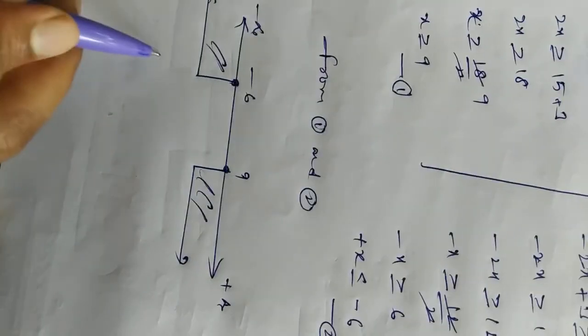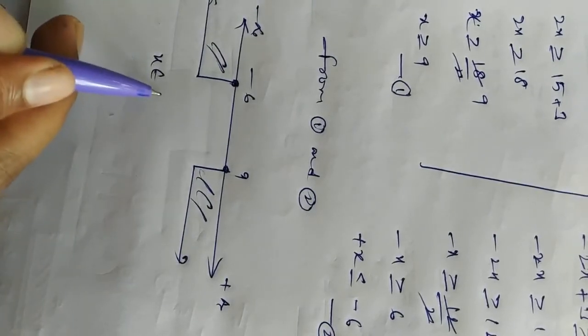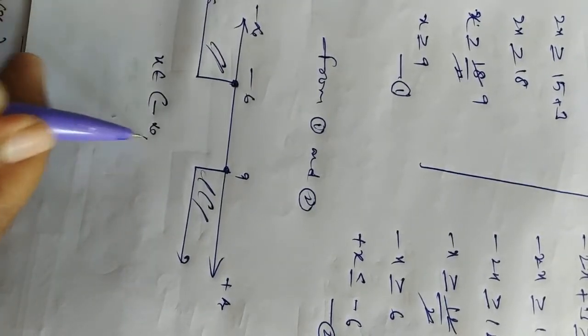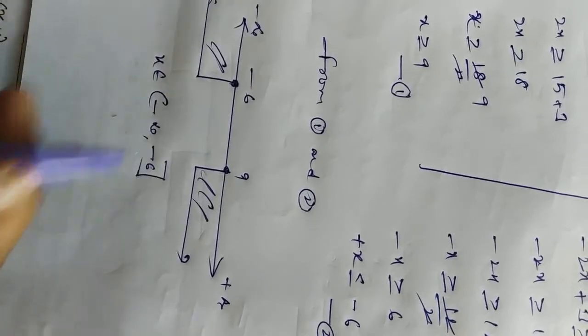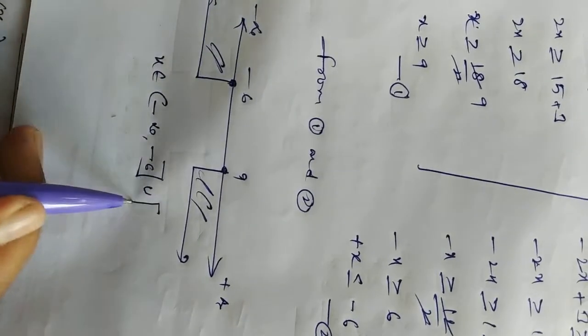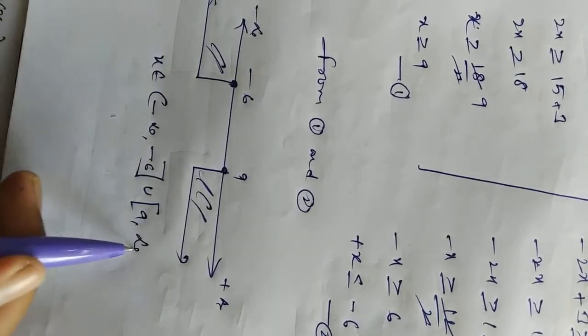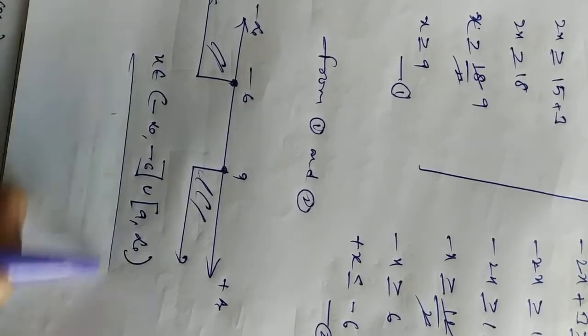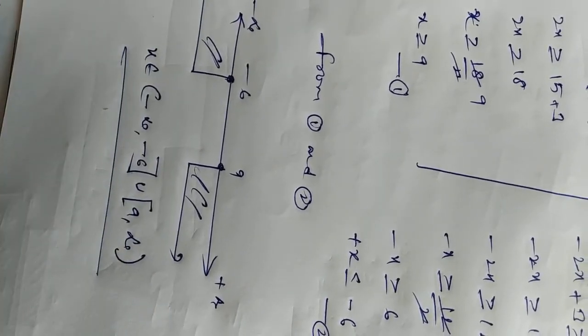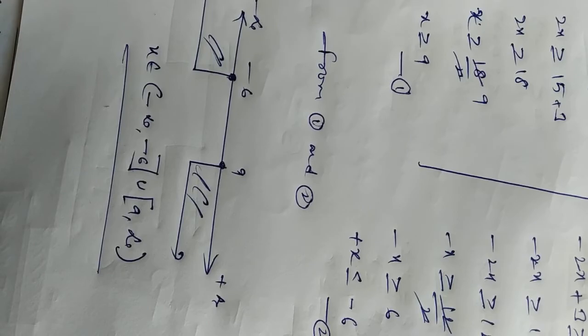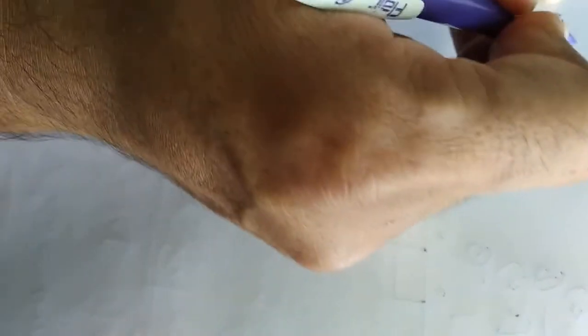So the solution of this one is x belongs to open interval minus infinity comma minus 6 closed union closed 9 comma infinity open. This is the solution for the above question. So next one, the 10th question.